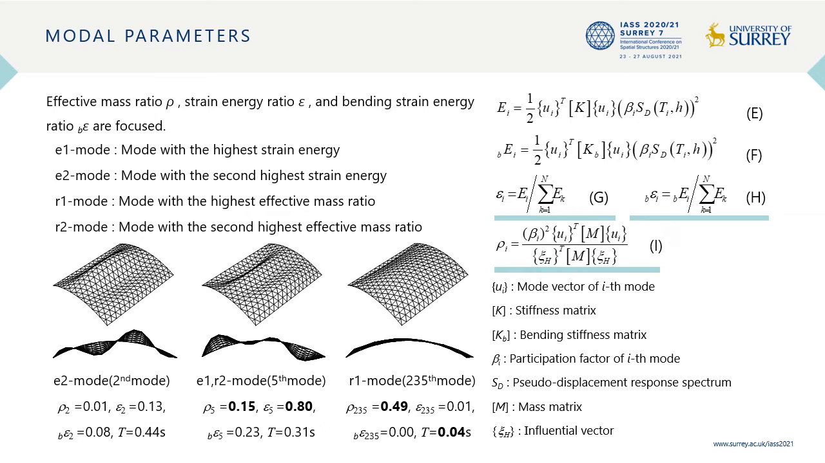As an example, the vibrational mode diagrams of a cylindrical shell are shown in the screen. The strain energy ratio of E1 mode is 80%, but the effective mass ratio is only 15%. On the other hand, the R1 mode has an effective mass ratio of 49%, but the strain energy ratio is 1% and the natural period is very short. This tendency was observed in many of the shells.